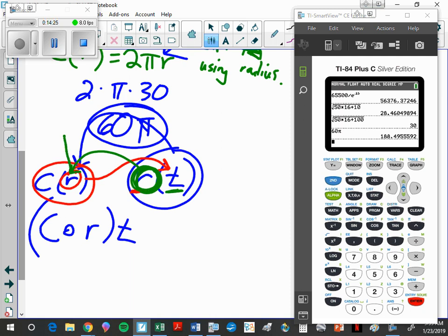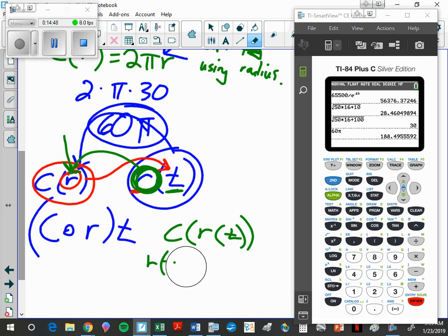Can I put T in there? No, it's an R, not a T. So we're going to create C of R of T. It doesn't work the other way around. We can't say R of T of C of R. Right, that doesn't make any sense.